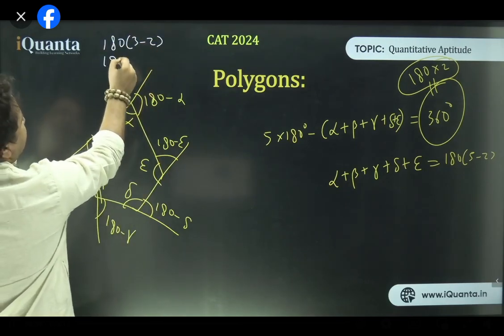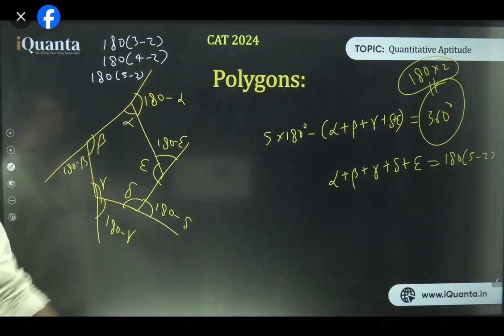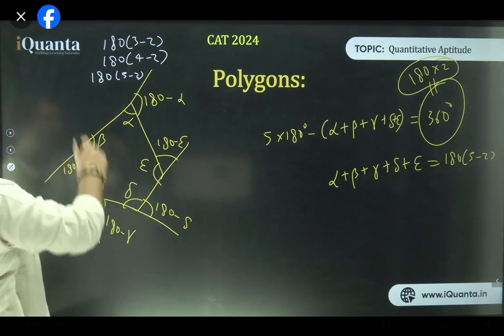In case of quadrilaterals, I got 180 into 4 minus 2. In case of pentagon, I got 180 into 5 minus 2, isn't it? So what is changing? What is constant? 180 is constant, 2 is constant, only 3, 4, 5 is changing. So 3, 4, 5, etc. So 3, 4, 5 kahan se aa rahe?